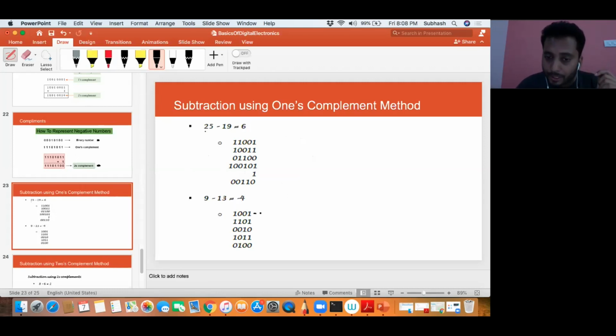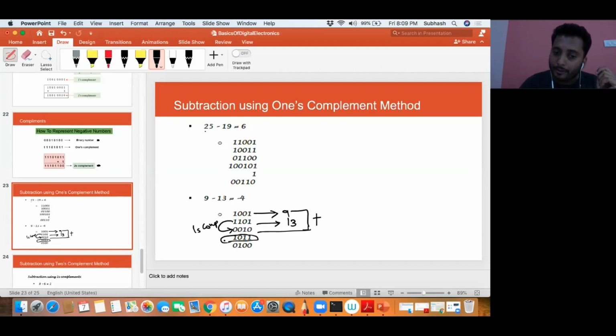Keep the first number as it is in binary, that is 9. Keep the second number as it is in binary, which is nothing but 13. Find the ones complement of the second number, you get the third number. This is ones complement. Add the first number and the third number. You will get a result. Again find the ones complement of that result. This is nothing but 4, but you can see that the answer is -4. If you get 4 here, it means the answer is right, it is -4.